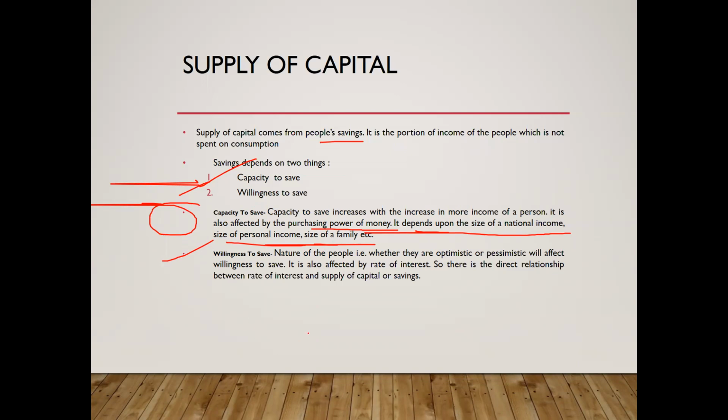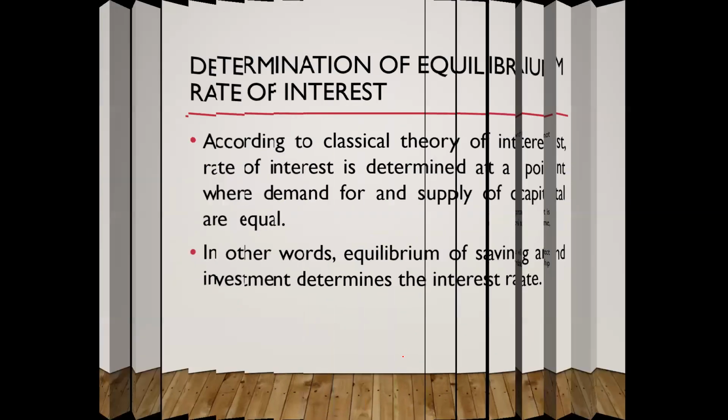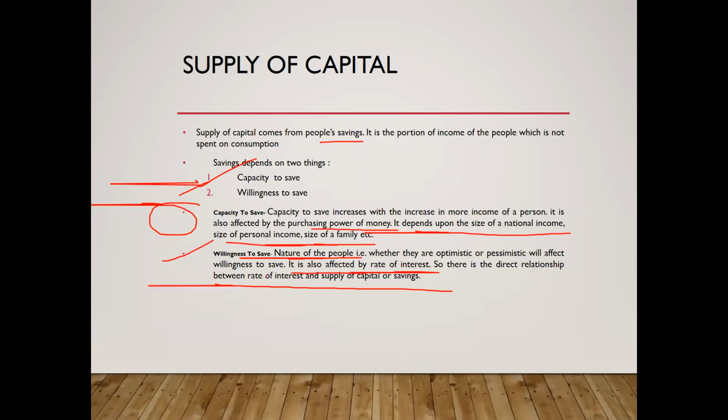The next term is willingness to save. Whether you are willing to save, like a willingness to spend. The nature of the people, whether they are optimistic or pessimistic, will affect willingness to save. It is also affected by the rate of interest. There is a direct relationship between the rate of interest and supply of capital or saving. If you are getting a higher rate of interest, obviously you will be attracted towards saving. If you are getting a very low rate of interest, you will be discouraged and you are not going to save your money. So this is basically willingness to save.